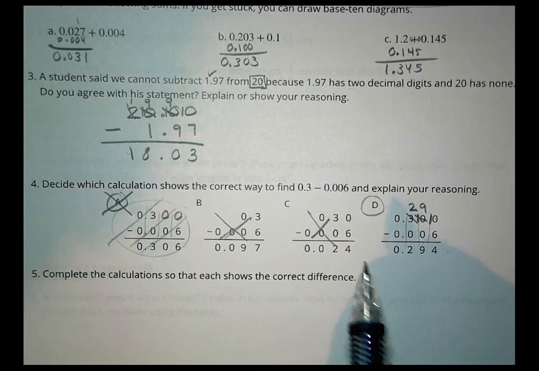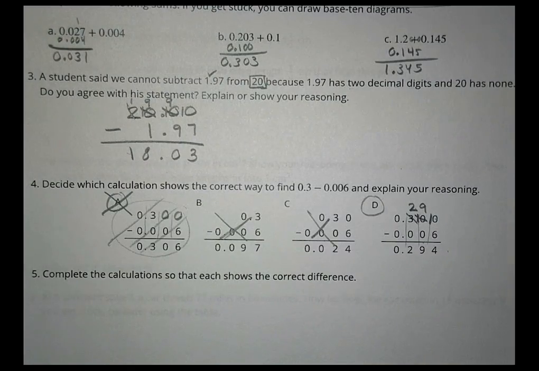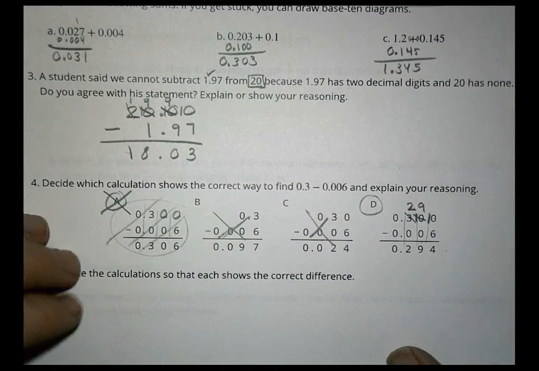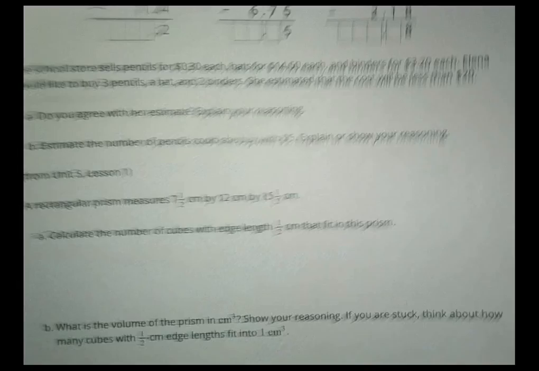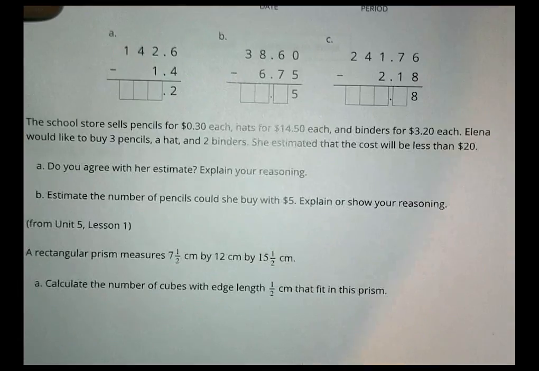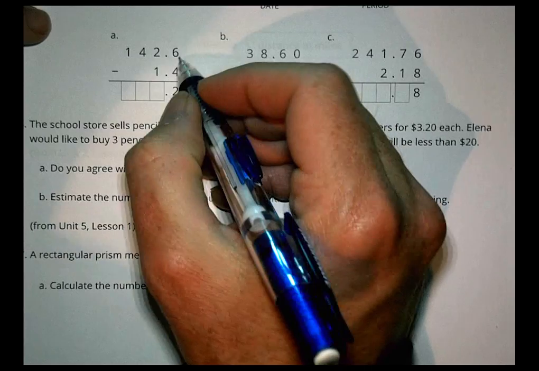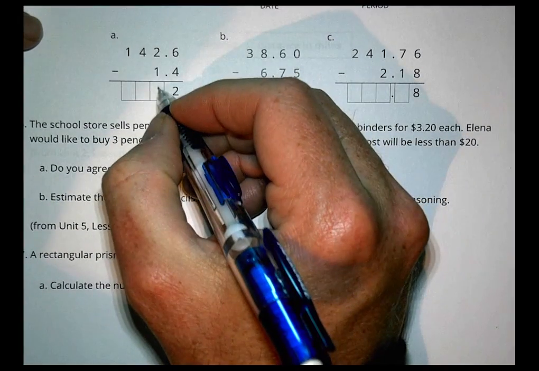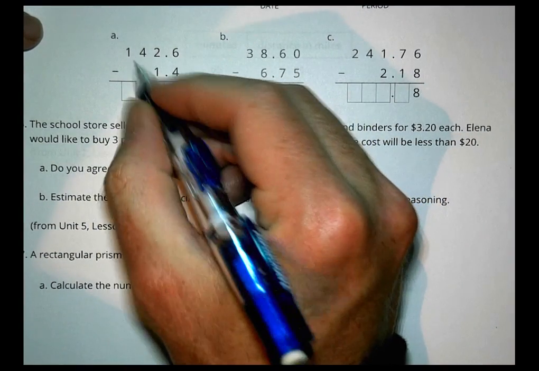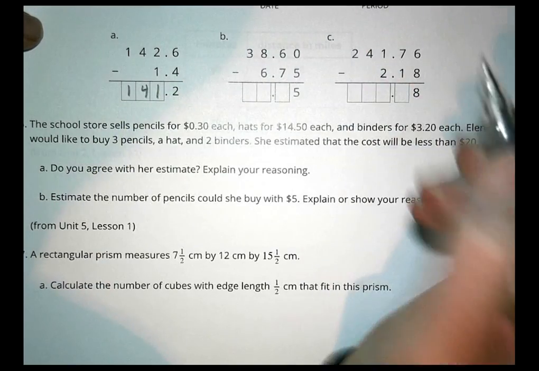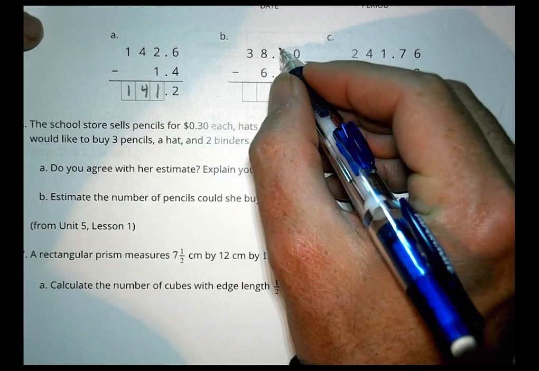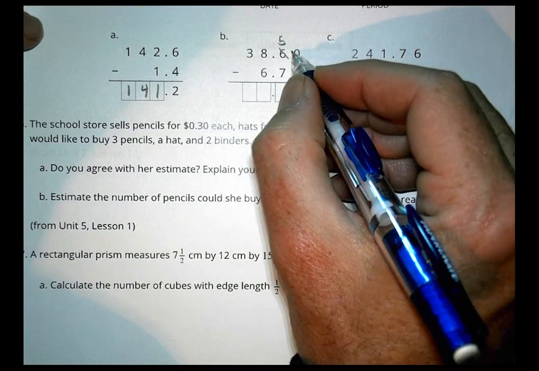Okay, good one. Number 5. Complete the calculations so that each shows the correct difference. So let's turn the page and look at those ones here. Alright, here they are. 6 minus 4 is 2, 2 minus 1 is 1, 4 minus nothing is 4, 1 minus nothing is 1. 0 minus 5, we have to borrow there, so that becomes a 5 and a 10.